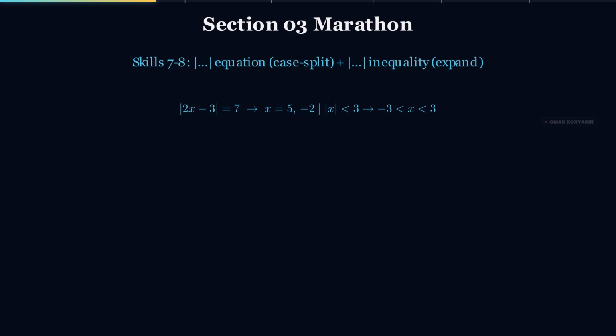Absolute value inequalities also isolate the bar chunk first, then expand into a chain or compound using the less than and greater than or rules. Both skills layer the absolute value structure on top of the equation or inequality machinery from earlier lessons.